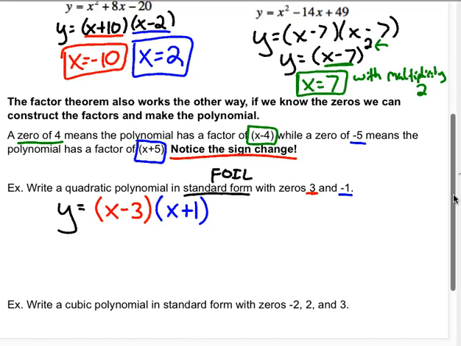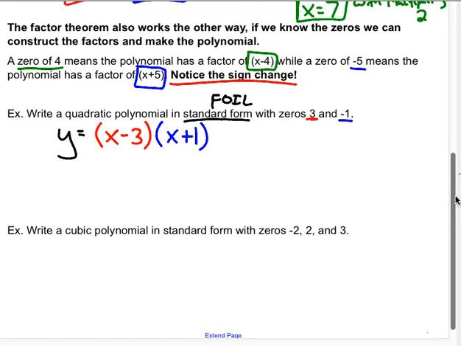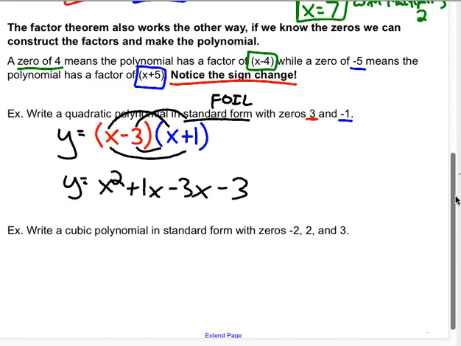Now I'm going to FOIL this thing out. So, foiling this thing out, I get x squared plus 1x minus 3x minus 3. Clean it up a little bit by combining my like terms. 1x minus 3x is minus 2x. And there we go. There is our polynomial with zeros 3 and -1.